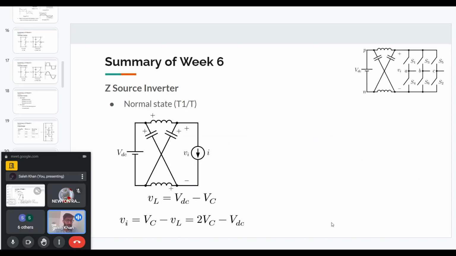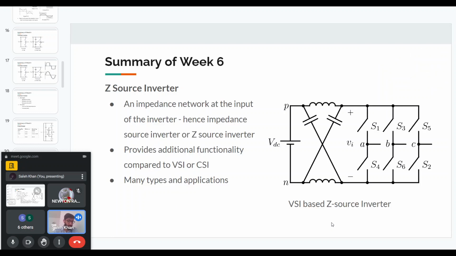Here I've shown just a basic working. First we talk about the normal state and a shoot through state. The normal state is just like the normal functioning of the VSI. So in each half bridge, one switch can be on or no switch can be on in a half bridge. That can also be a switching state.